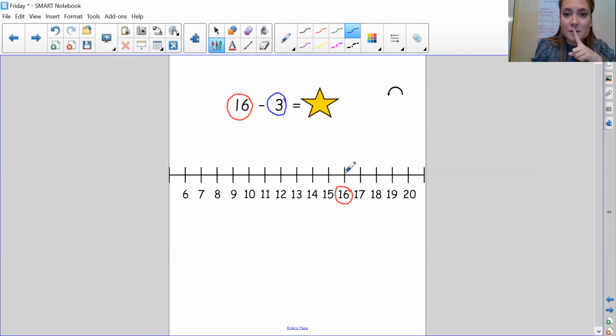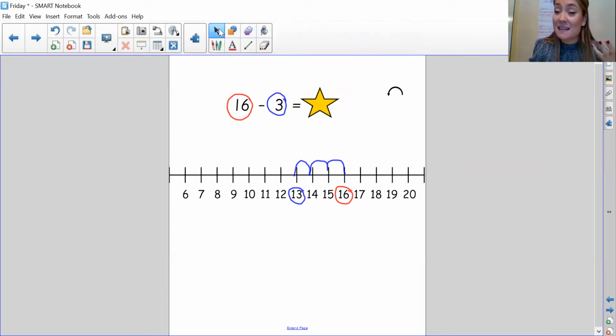So count with me. I've got to make sure I'm on 16 and I go to the next number. Can you see? And they've drawn a little arrow to show me where the next number is. So I've got to be careful. Don't count yet. 1, 2, 3. Circle where I've landed. So I did 3 jumps, didn't I? I took away 3. What's my answer that I've landed on? That's right, 13. Well done.